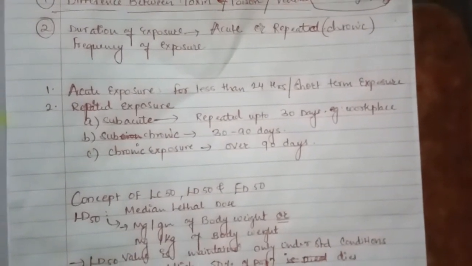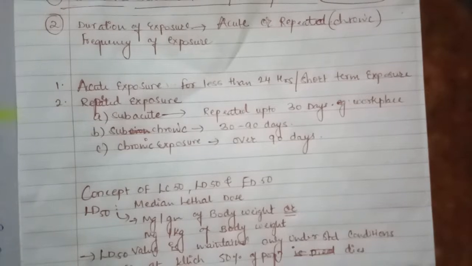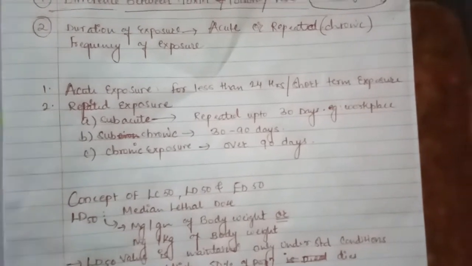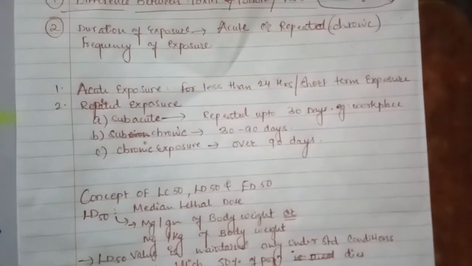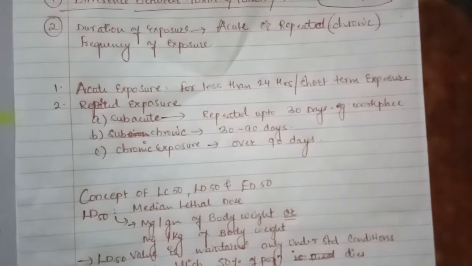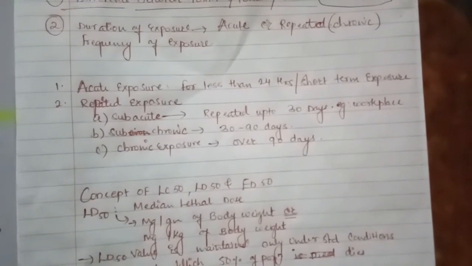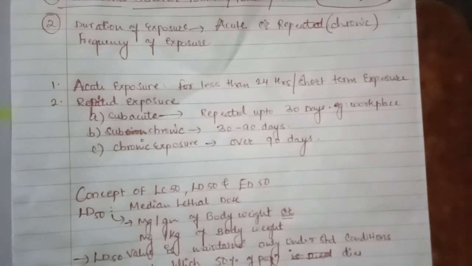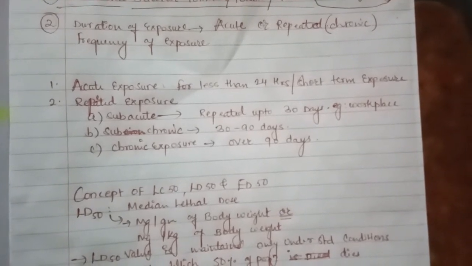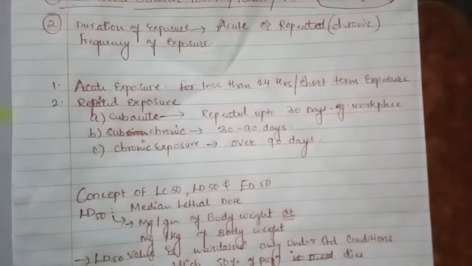Hello everyone, today we are going to see some important concepts from the topic toxicology. The first one is types of exposures based on duration of exposure. There are two major types based on exposure. First one is acute exposure, another is repeated or chronic exposure.